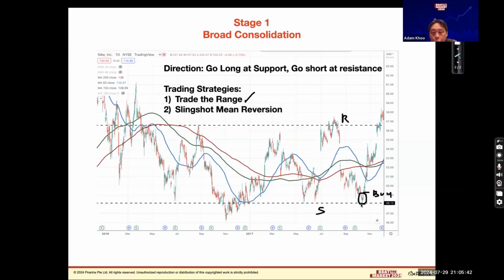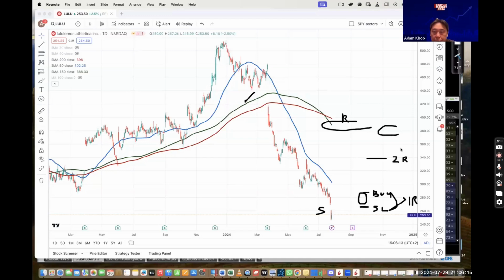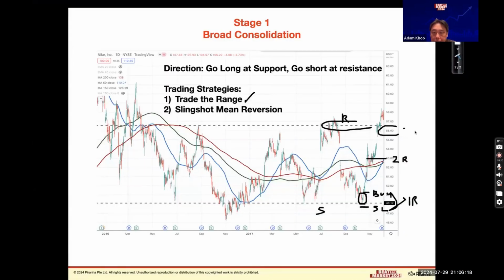After you buy, could it go back down? Yeah, that's why you always put a stop loss. That's right. So you're buying here, stop loss there. That's called your 1R. And your profit target, you could aim for 2R here. But for trading the range, we normally aim to take profit near the resistance, not right at it but slightly below, let's say 56. We take profit at 56 here.